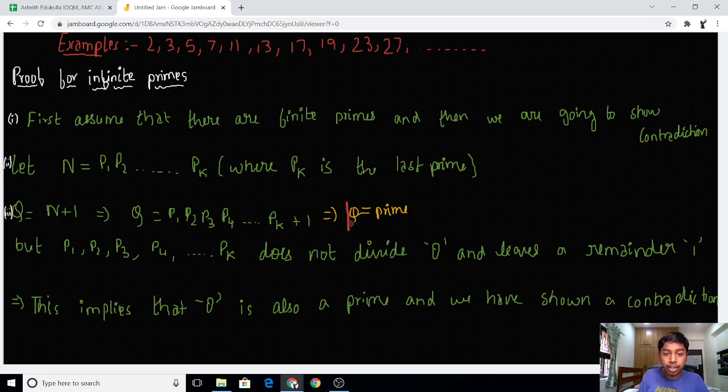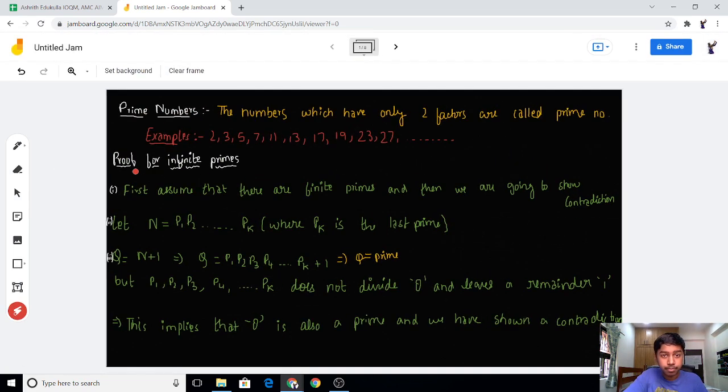We got a contradiction here because we assumed that pk is the last prime, and we have got another prime which is larger than pk. So we can prove like that it goes up to infinity. So with this proof we have concluded that there are infinite primes.